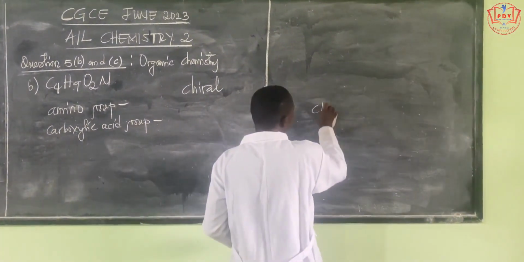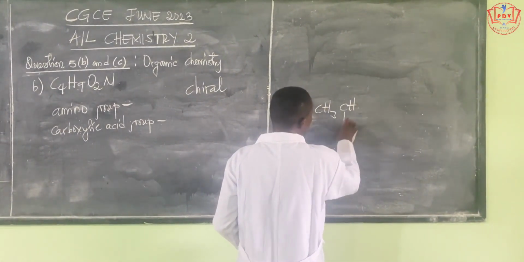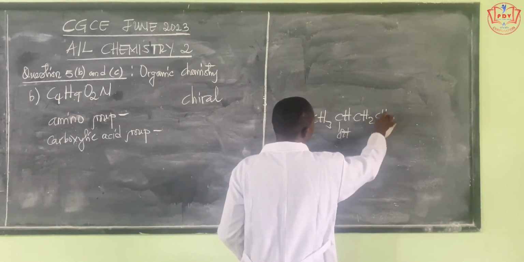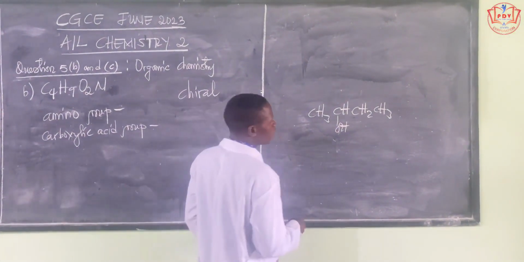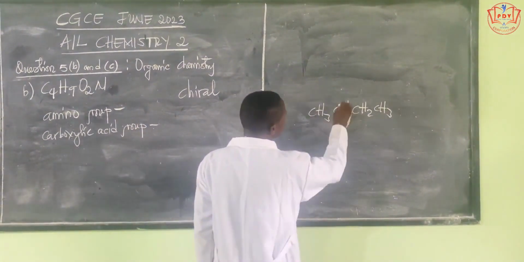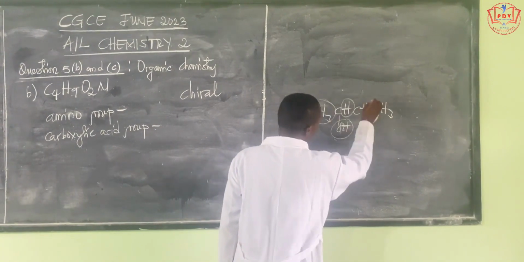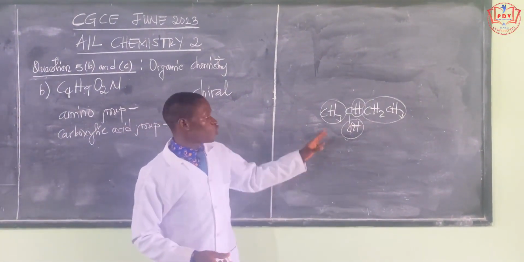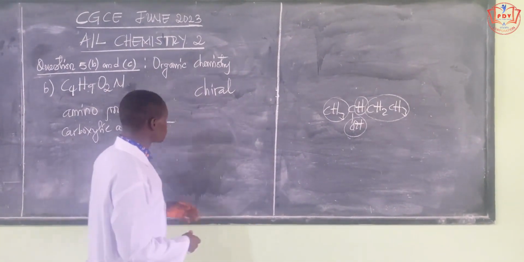For example, we can write CH3, CHOH, CH2, CH3. So here we have the formula for butanol. Notice here that we have 1 group, 2 groups, 3 groups, and 4 groups. All the 4 groups are different. So butanol is an example of an optically active compound.